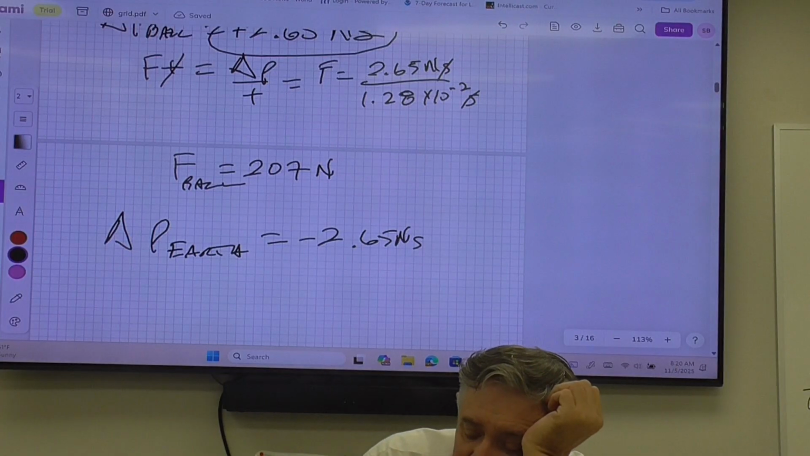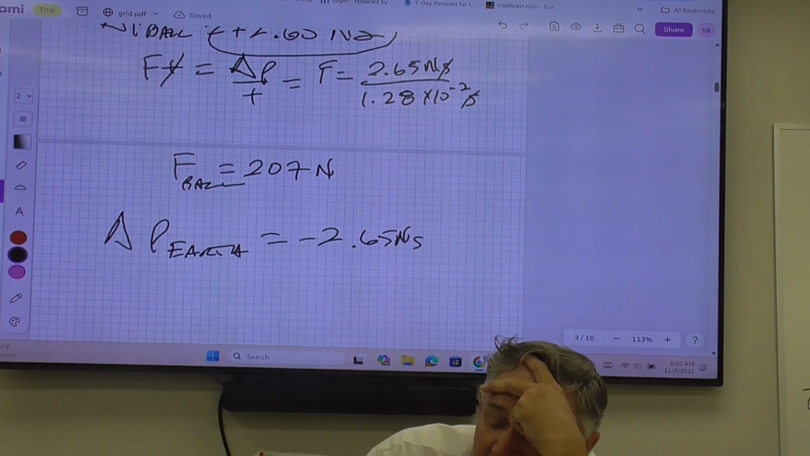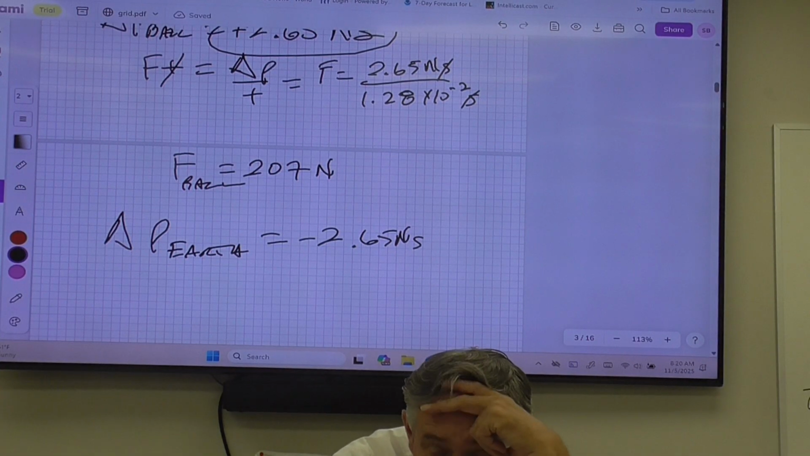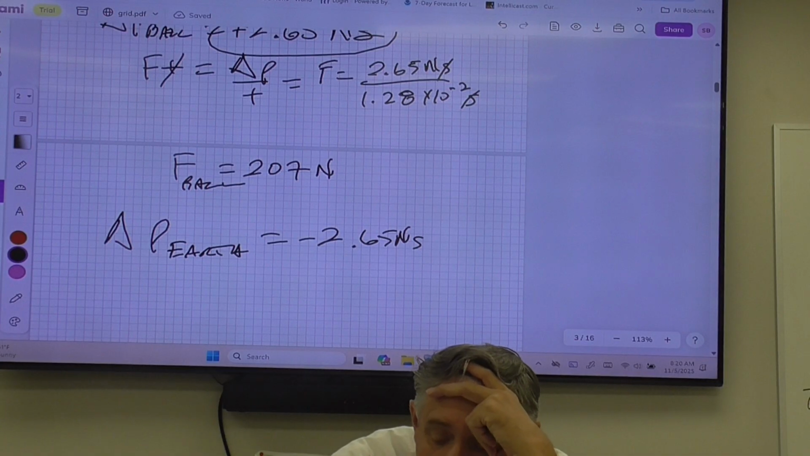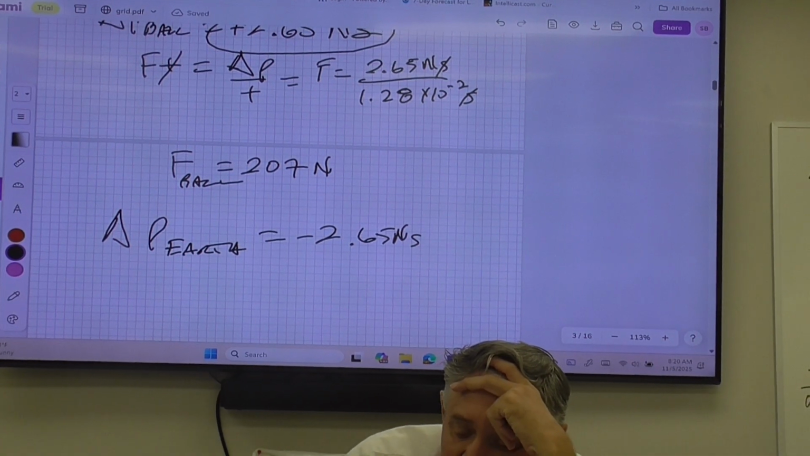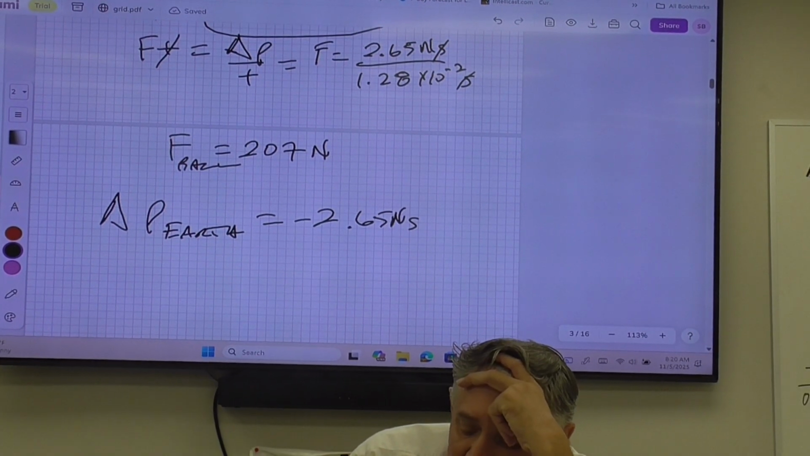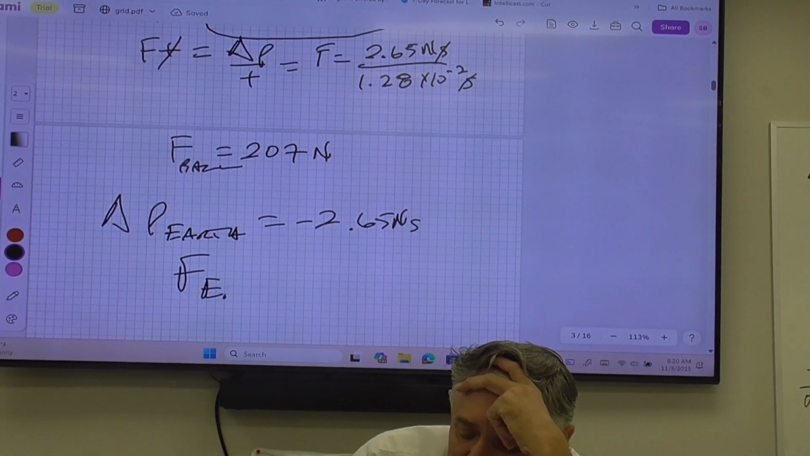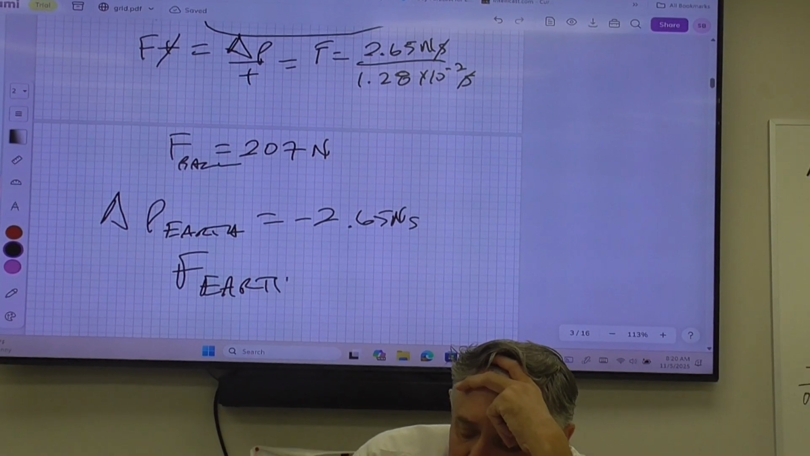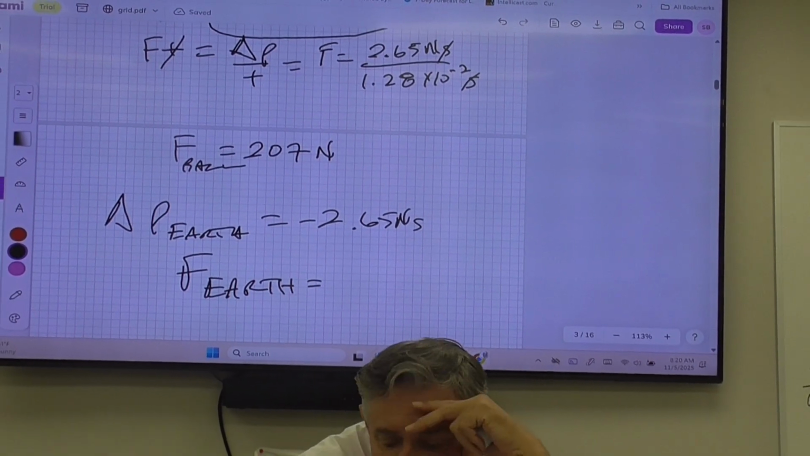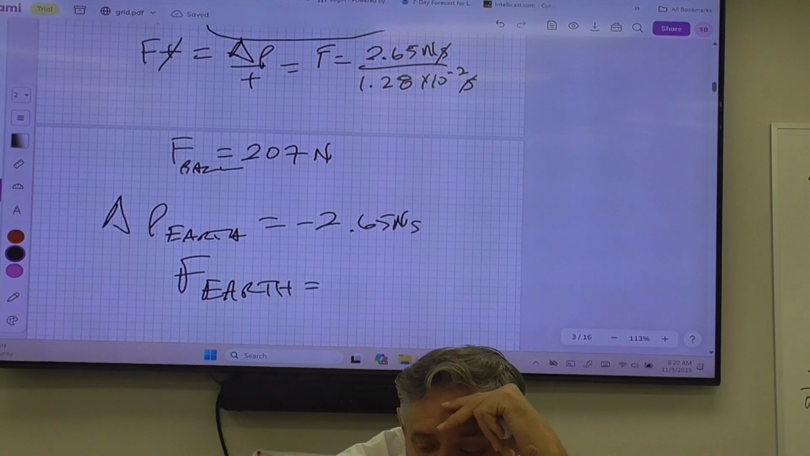Okay, so I know the force on the ball. I know the change in momentum of the ball. I know the change in momentum of the earth. Do I know the force exerted on the earth then? Yes. What's the force exerted on the earth? Negative 207.